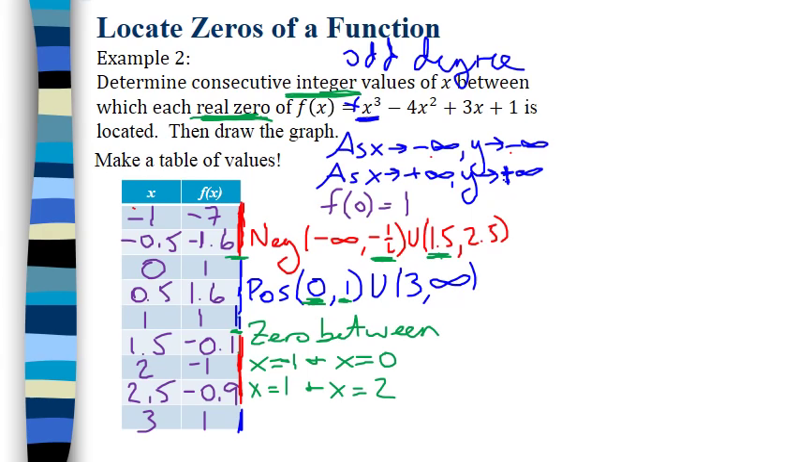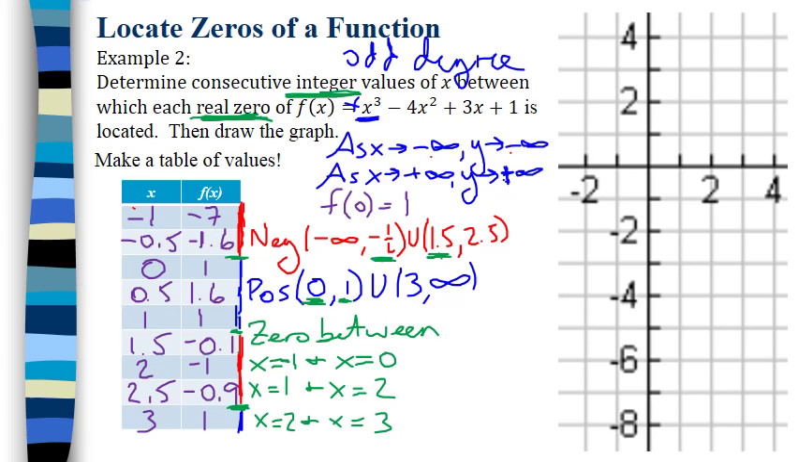Okay, and then we cross over again from negative to positive. It looks like between 2 and 3. So between x equals 2 and x equals 3, we have another 0. Okay, so let's go ahead and graph those points and see if our graph matches up to what we're thinking.